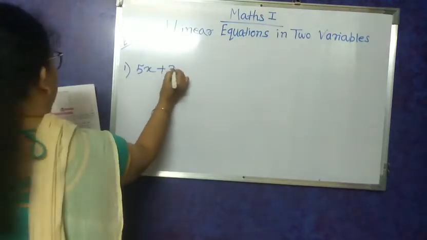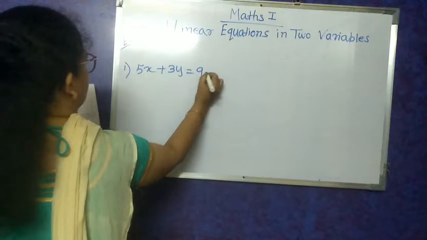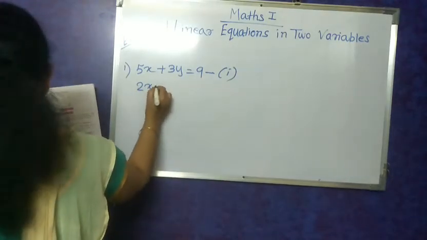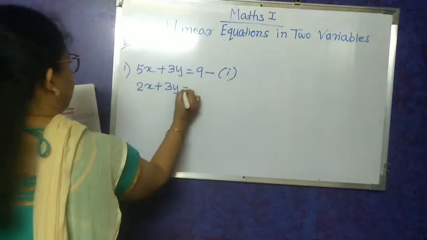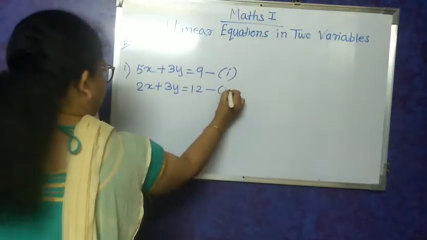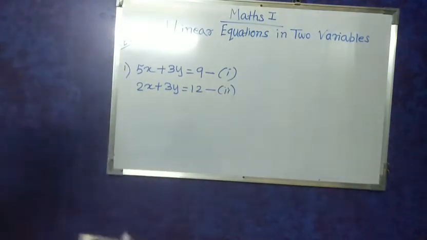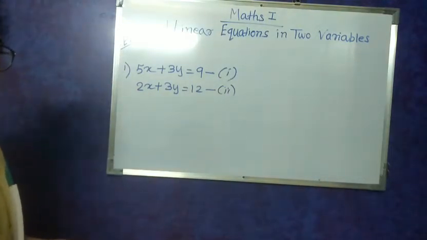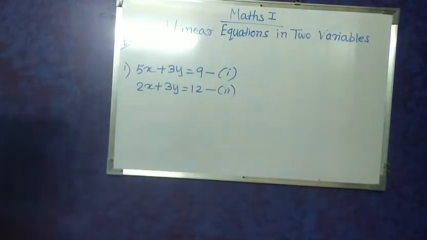5x plus 3y is equal to 9, equation number 1. 2x plus 3y is equal to 12. Now, an activity question is there in question number 2a as well as in question number 3a. 2a's question is for 2 marks, and there should be 4 boxes. And in question number 3a, the activity sum is of 3 marks, and there should be 6 boxes.